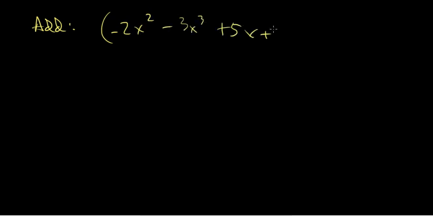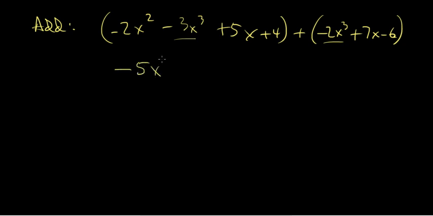So, add. Negative 2x squared minus 3x to the third plus 5x plus 4, okay, plus negative 2x to the third plus 7x minus 6. And how do you do that? Well, it's pretty simple. You look for the biggest degree, 3 and 3, okay? You've got negative 3x and negative 2x. So that's a negative 5x to the third. Negative 3 and negative 2 make negative 5.